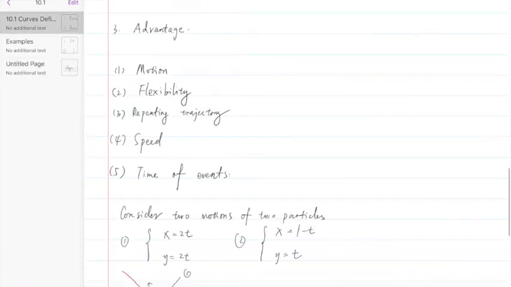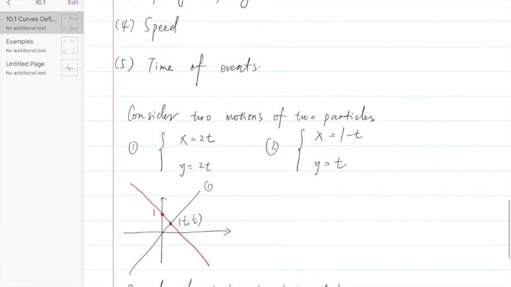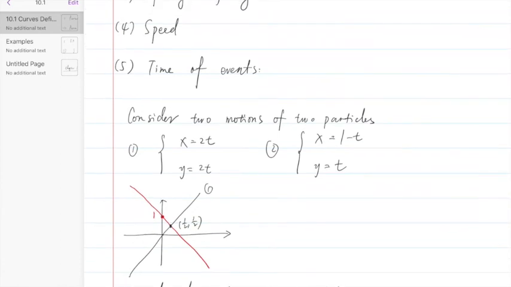Okay. Now another advantage of time of events, we can actually see an example. I probably don't want to write it down anymore. Okay.